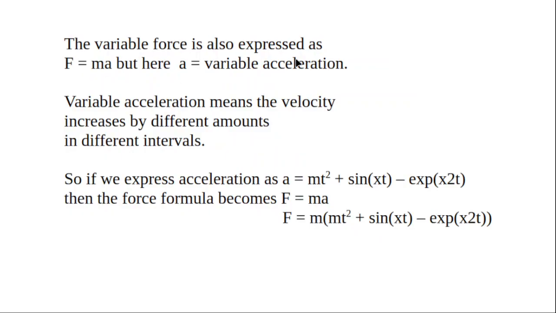The variable force is also expressed as F is equal to ma, but a is a variable acceleration. Whether the force is constant or variable, it is expressed as m into a. Remember that gravitational force mg is very similar to F is equal to ma; only a is replaced by g. Variable acceleration means velocity increases by different amounts in different intervals.